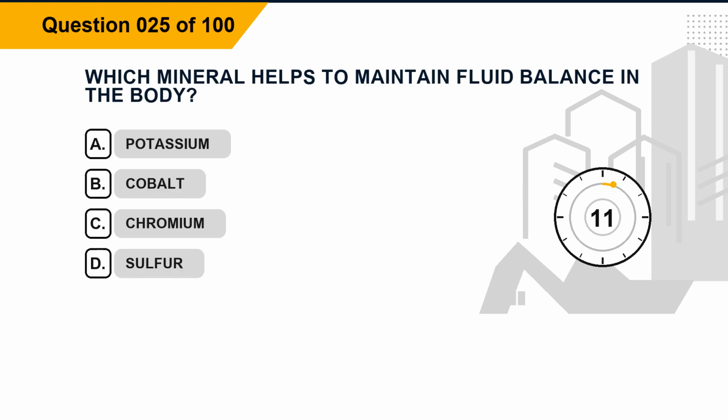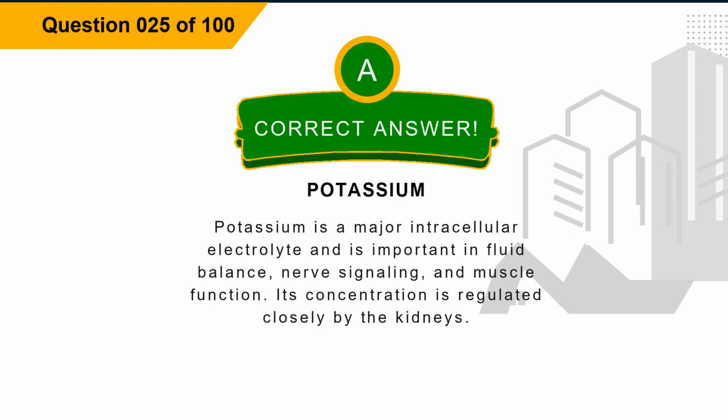Question 25. Which mineral helps to maintain fluid balance in the body? Option A, potassium. Option B, cobalt. Option C, chromium. Option D, sulfur. The correct answer is option A, potassium. Explanation. Potassium is a major intracellular electrolyte and is important in fluid balance, nerve signaling, and muscle function. Its concentration is regulated closely by the kidneys.